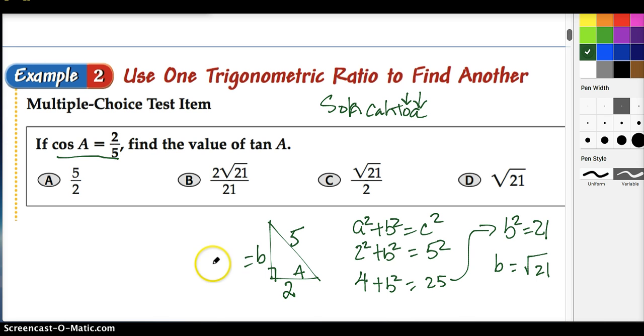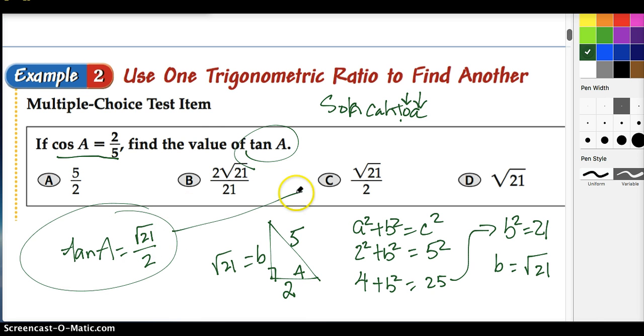That's what b is. So now what were we trying to find out again? The tangent of A. Tangent is opposite over adjacent. Sorry about that. Tangent of A has to be equal to opposite, that's the square root of 21 over 2. And so we get that our answer is C.